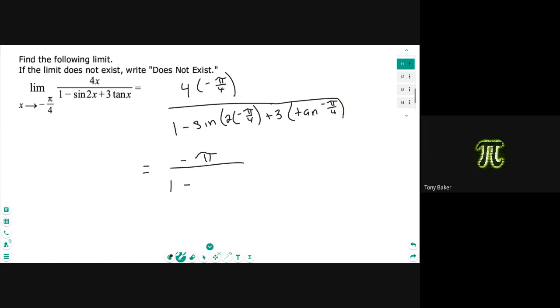All right, what's the sine answer? So negative 2 pi over 4, which is negative pi over 2, right? So sine of negative pi over 2 is negative 1, because it's the same as 3 pi over 2, or 270 degrees. All right, what's tangent of negative pi over 4?